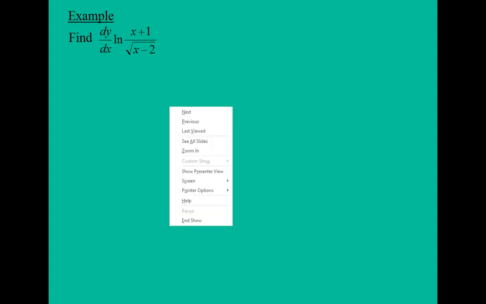Find the derivative of the natural log of (x plus 1) divided by the square root of (x minus 2). Now this one we may be able to rewrite before we find the derivative. Could we rewrite this as the natural log of (x plus 1) minus the natural log of the square root of (x minus 2) using properties of logarithms?